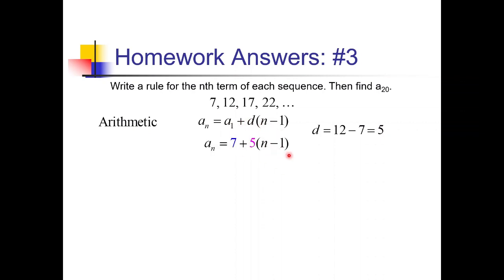And then we just have to simplify this. So we've got 7 plus 5n minus 5. And then combining the 7 and the -5, we have 5n plus 2. Next, to see what a20 is going to be, we're just going to plug 20 in for n. So 5 times 20 is going to be 100, plus 2 is 102.